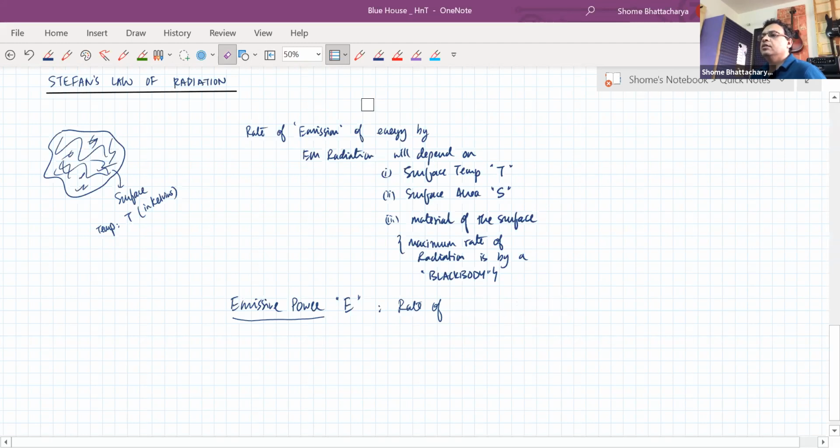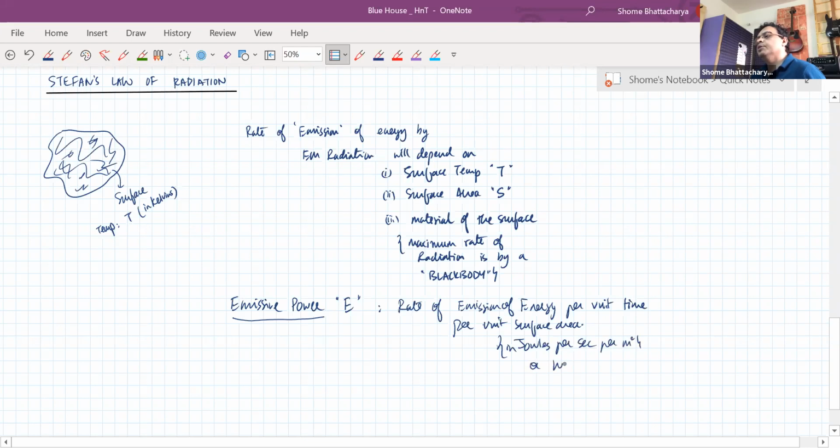Sir, per unit time and per unit surface area also, no? Yes, yes. Okay. So it is the rate of emission of energy per unit time per unit surface area. Therefore it is expressed in joules per second per meter square, or simply watts per meter square. So 1 watt is 1 joule per second.